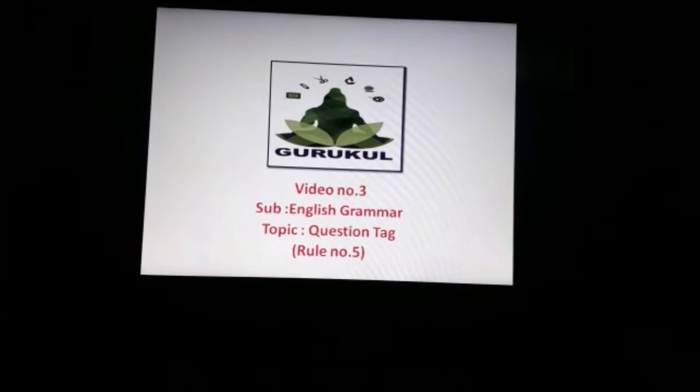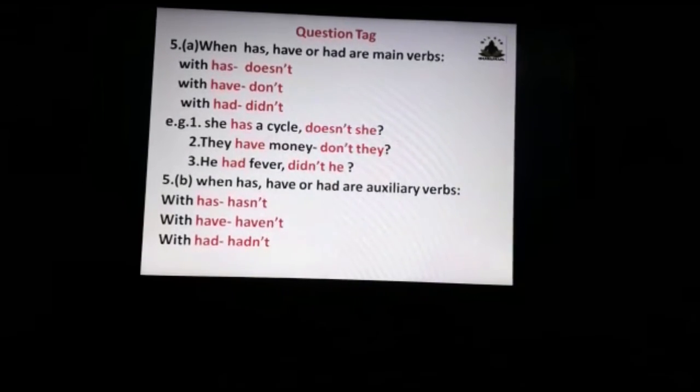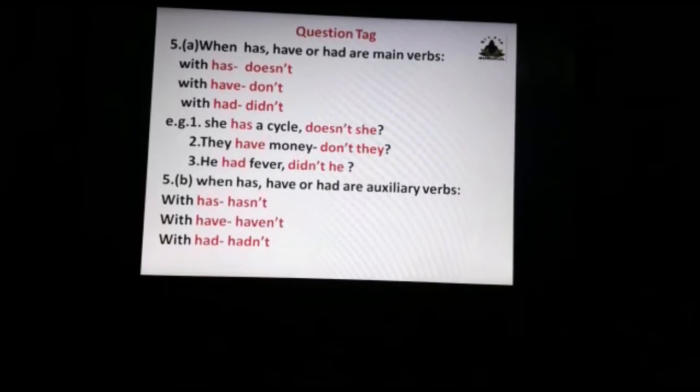Now here we are going to learn about rule number 5. Rule number 5 says when has, have or had are main verbs. That means when has, have or had are used as a main verb in the sentence. In such cases, with has we will use doesn't, and with have we are going to use don't, and with had we will use didn't.